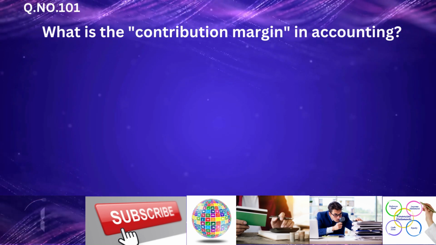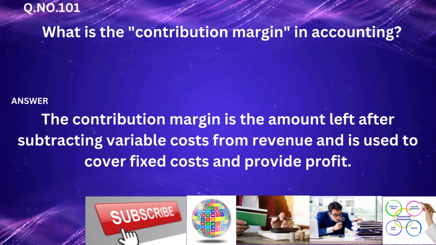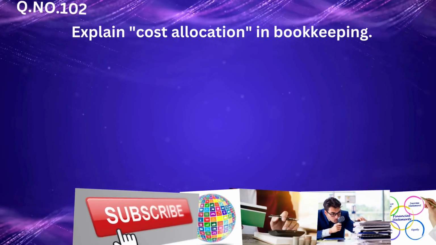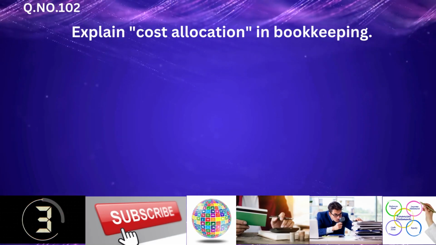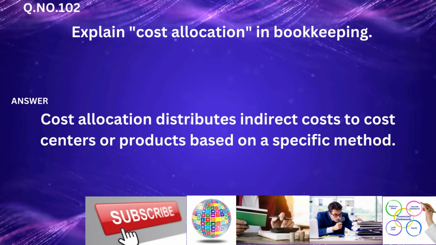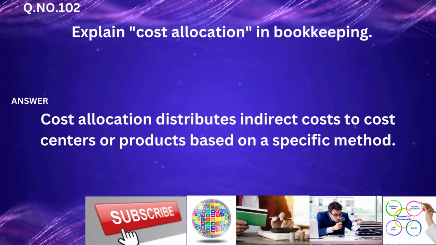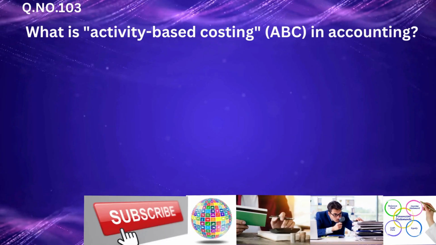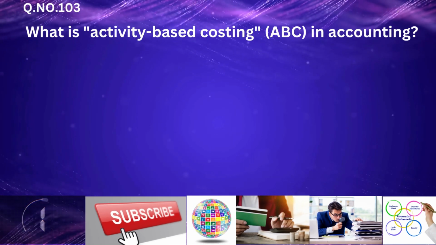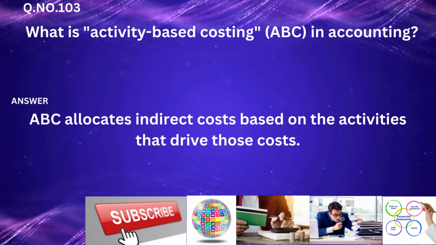Question 111. Explain the economic order quantity (EOQ) in accounting. Answer: EOQ is the optimal order quantity that minimizes total inventory costs, considering ordering and holding costs. Question 112. What is a just-in-time (JIT) inventory system? Answer: JIT is an inventory management system that aims to minimize inventory levels and associated costs by receiving and producing goods just in time for use.